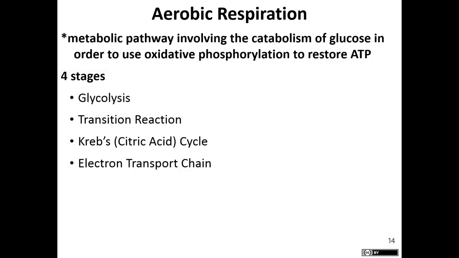So aerobic respiration is a metabolic pathway, and it includes 4 different stages: glycolysis, transition, Krebs or citric acid cycle, and the electron transport chain. So this is a catabolic activity in which we take glucose and we oxidize it completely and we produce ATP.